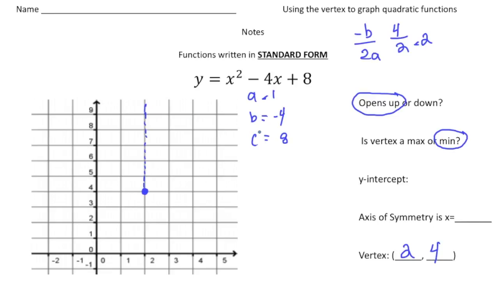Okay, I'm going to take a value and plug in for x. And I always like to use 0. So when I plug in 0 for x, 0 squared is 0, minus 4 times 0 is 0, plus 8 is 8. So when x is 0, y is 8. So I'm going to put a dot right there.